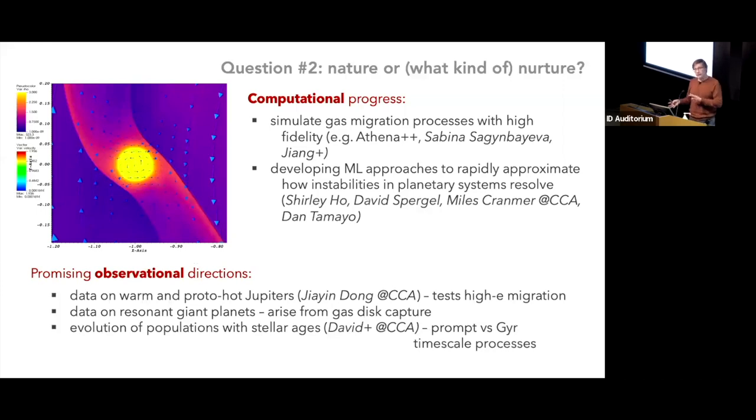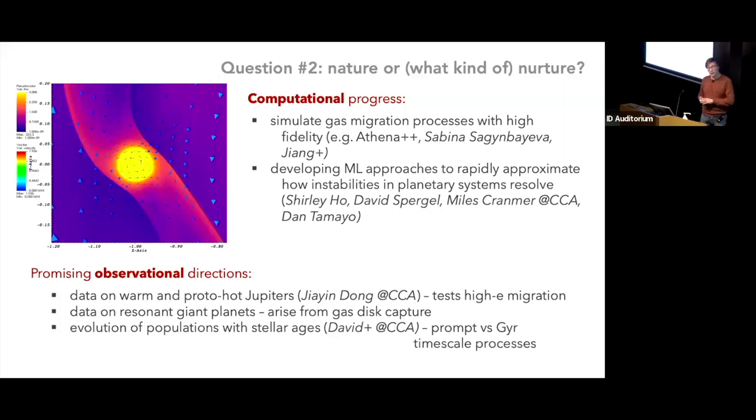And then we're also trying to understand how to do the N-body dynamics, the gravitational dynamics, approximately but quickly. So we can already do that with very high fidelity with numerical integrations, but they take a long time. And so we're developing some machine learning approaches that can give approximate answers that we think are good enough to then embed in larger calculations of how planetary systems evolve.